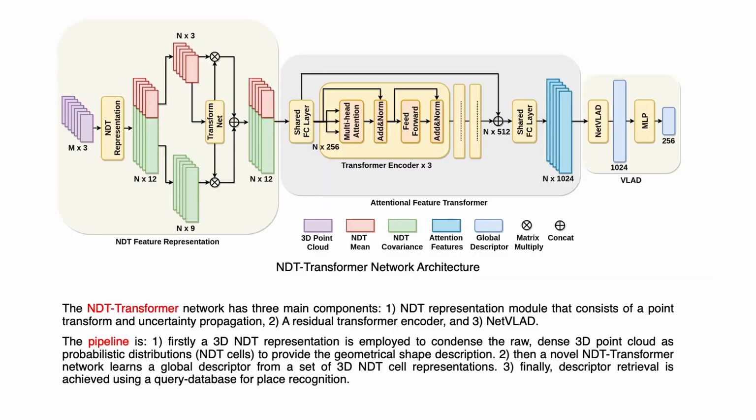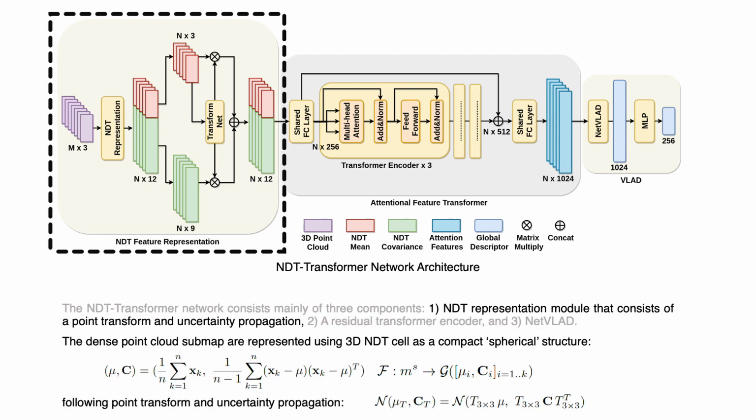The NDT-Transformer network has three main components. First, an NDT representation module with a point transform and uncertainty propagation, which converts the raw point cloud to NDT cells with canonic view. Second, a residue network encoder extracts the local feature using a self-attention mechanism. Third, NetVLAD layers aggregate local features and learn the global descriptor. Now let's have a look in detail.